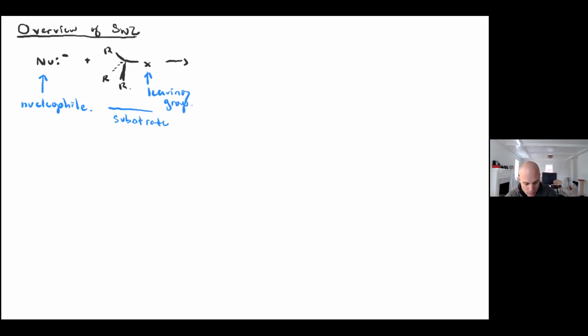All right, so the nucleophile attacks the substrate, and we said that it comes in from the backside. And the leaving group takes the electrons in the C-X bond with it. I'll first draw the transition state for this reaction. The SN2 reaction proceeds through a single transition state.